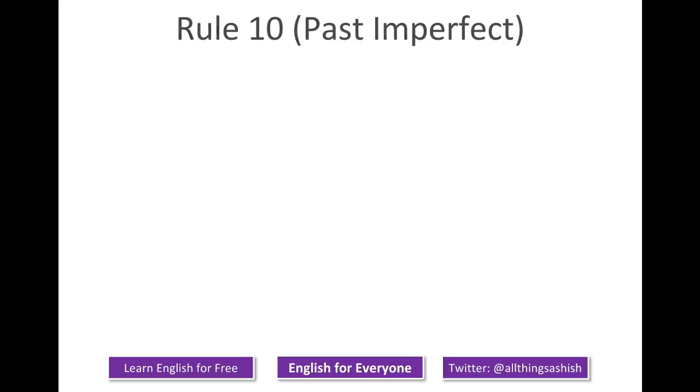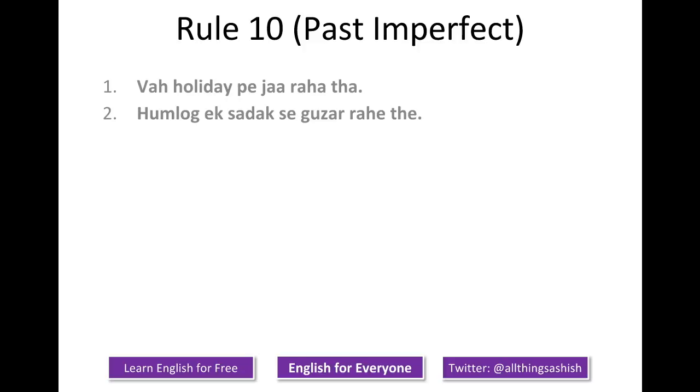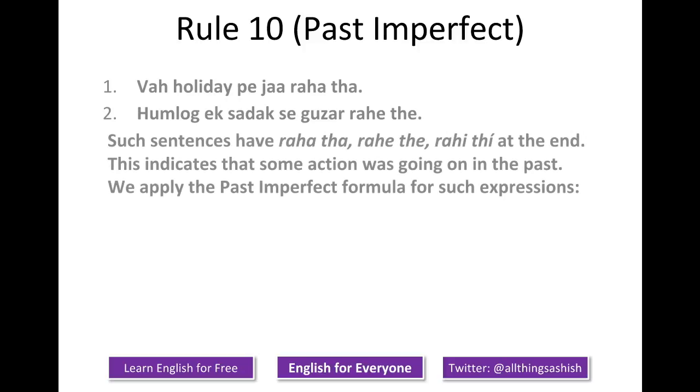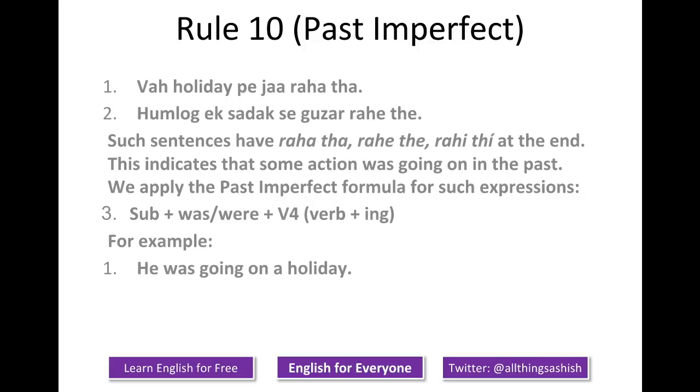Rule number 10, past imperfect. And when I say past imperfect, I'm referring to past continuous. वह हॉलिडे पे जा रहा था. हम लोग एक सड़क से गुजर रहे थे. Such sentences have raha tha, rahe the, rahi thi at the end. This indicates that some action was going on in the past. We apply the past imperfect formula for such expressions. Subject plus was, were plus V4 or verb plus ing. For example, he was going on a holiday. We were passing by a road.